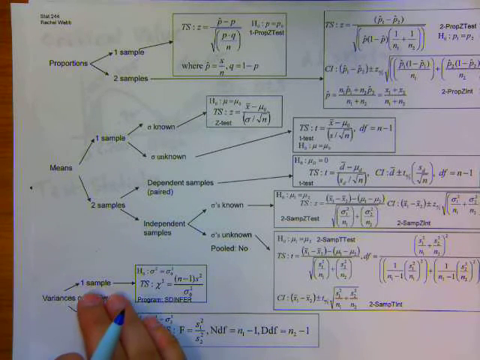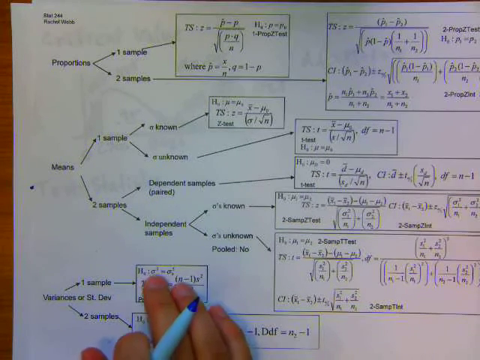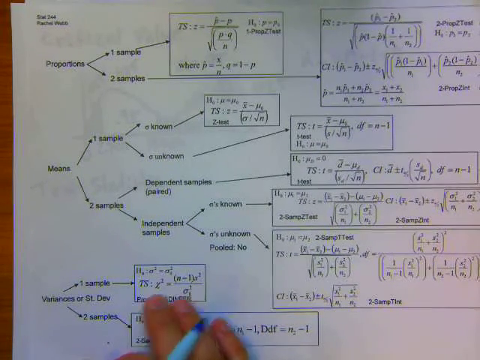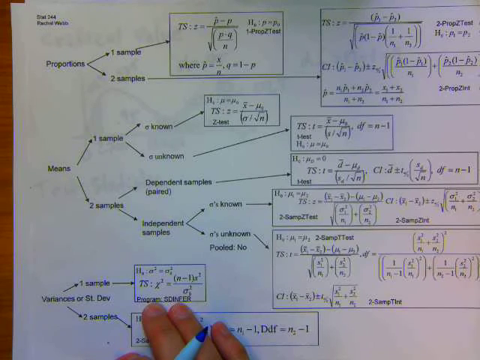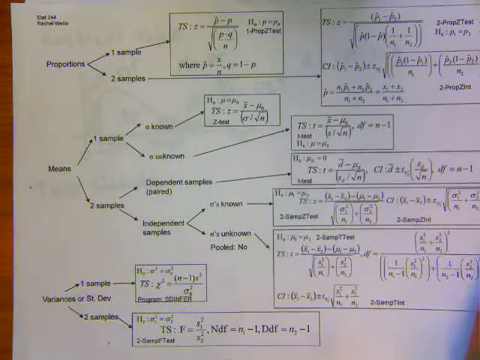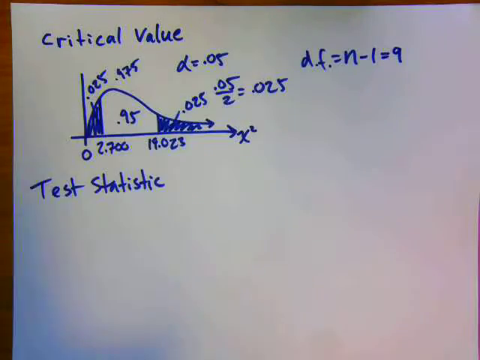Then ask yourself, do I have one sample or two samples? I only had one sample given. And TS stands for test statistic. So this is just reinforcing what hypothesis statement you use and what test statistic you use, and then what program you can actually use as a shortcut key in your calculator as well. This is your formula. So we have chi-squared equals n minus 1 times the sample variance over the hypothesized variance.